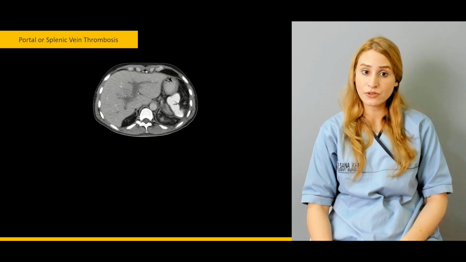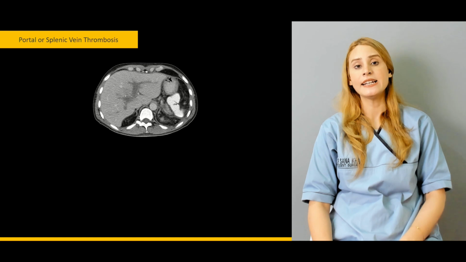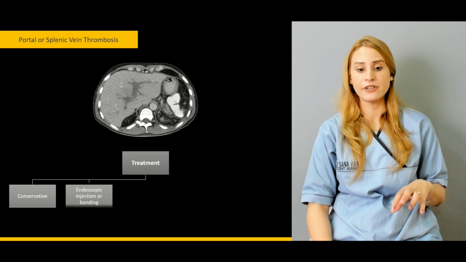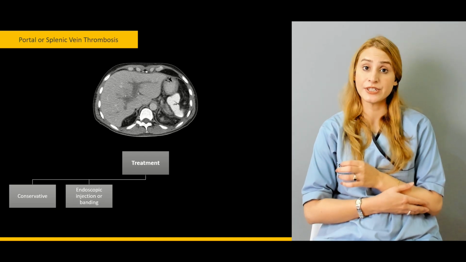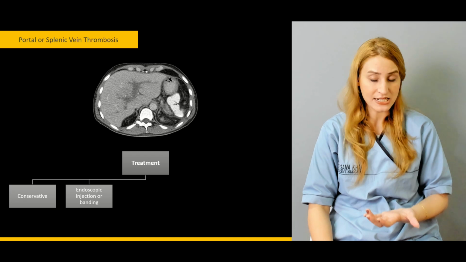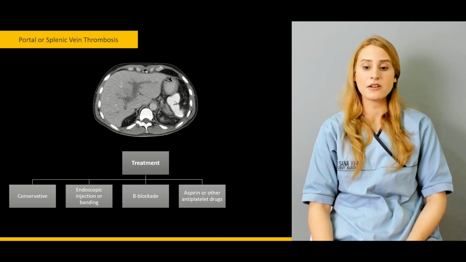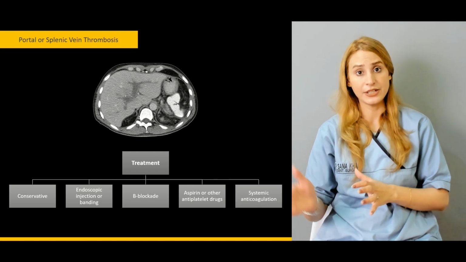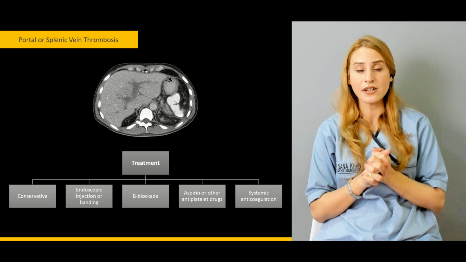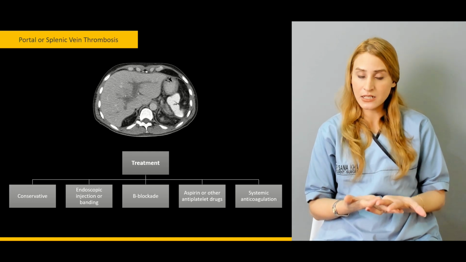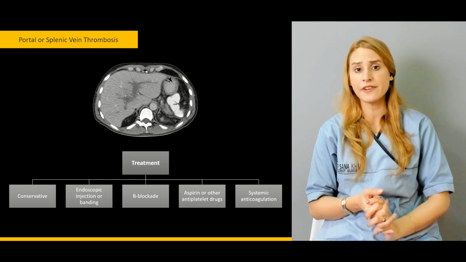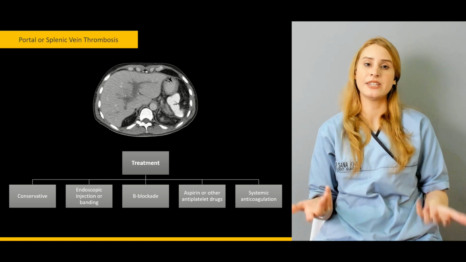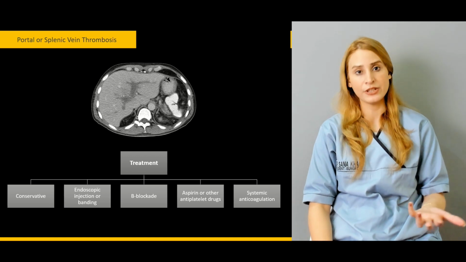In case of portal or splenic vein thrombosis, you have to put the patient on anticoagulants, either conservatively, or you go for the endoscopic injection or banding, or you go for beta blockers, or you put the patient on antiplatelet or aspirin therapy, and you put the patient on systemic anticoagulation. I'll say that's a kind of antithrombotic therapy. So you put the patient on antiplatelets, anticoagulants, do the endoscopic injection or banding, or put the patient on beta blockers.